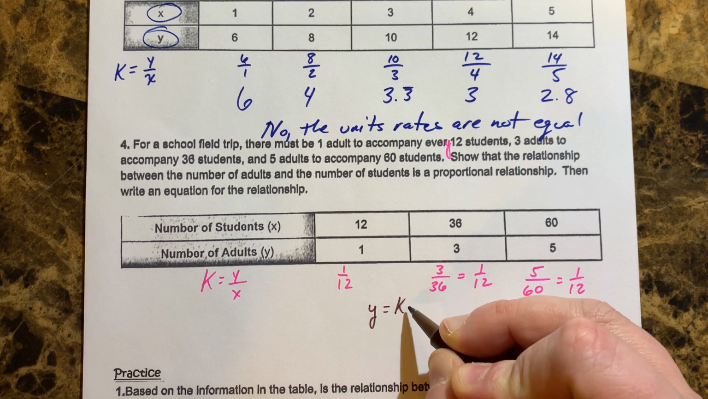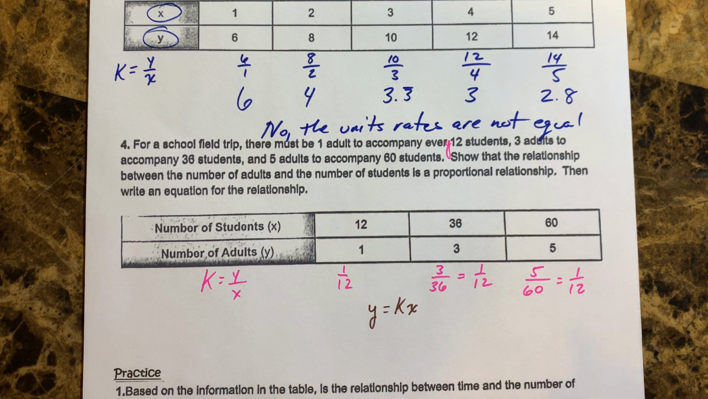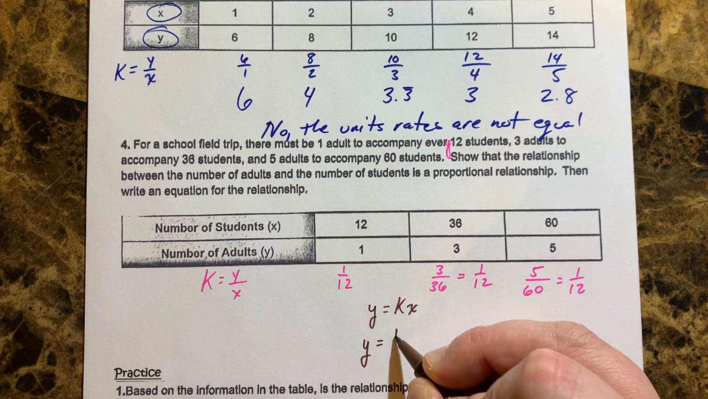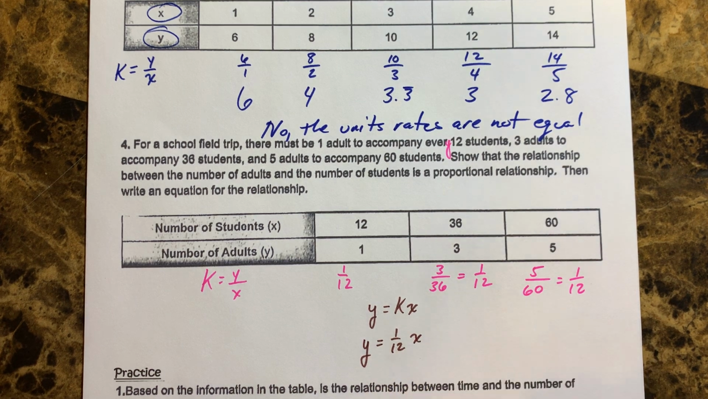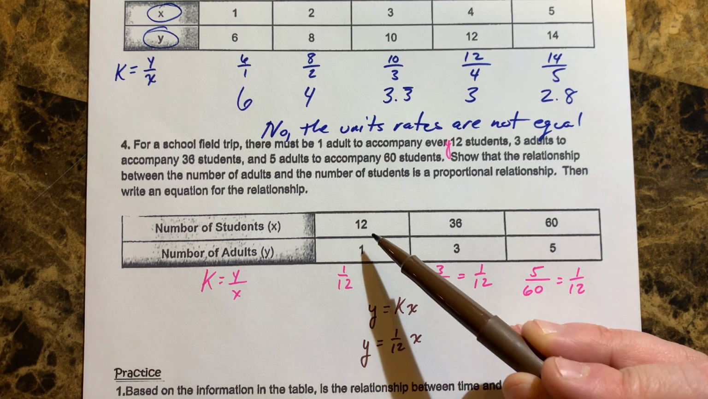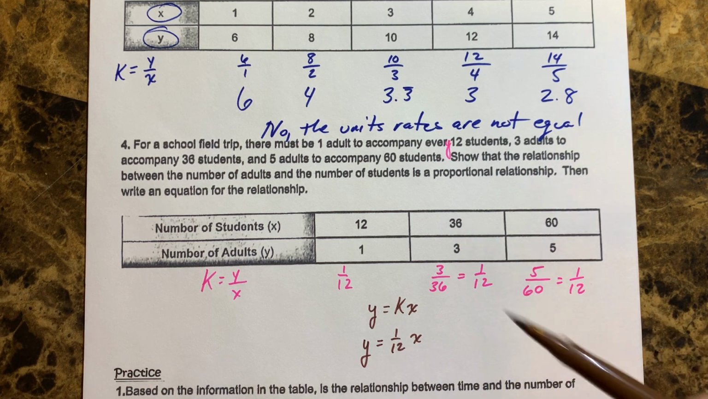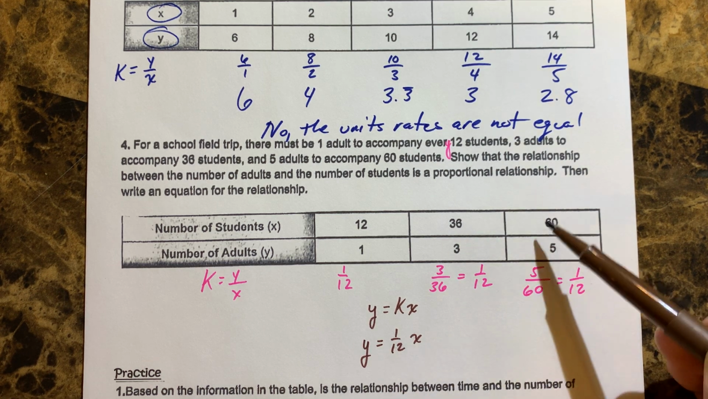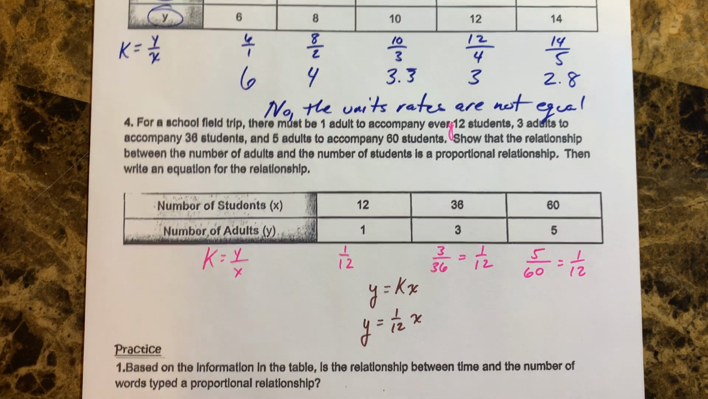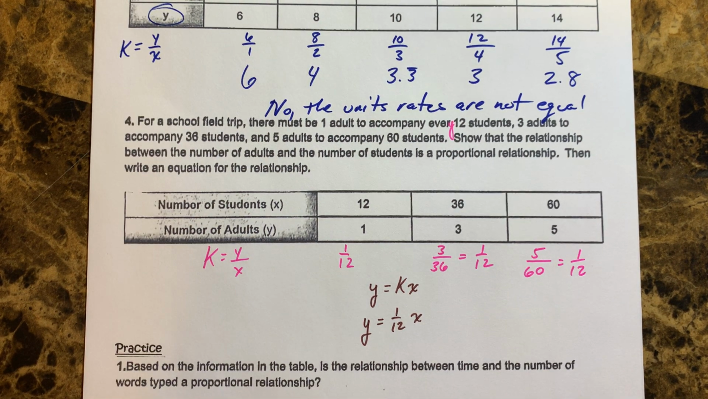So if we wanted to transition to use the fact that K equals 1/12, we can say in the equation Y equals Kx for something that is proportional, Y would equal 1/12 of X. And that does kind of check out because 1/12 of 12 is 1. Or 1/12 of 36 is 3. And 1/12 of 60 is 5. And you can test that on your calculator if you really wanted to.